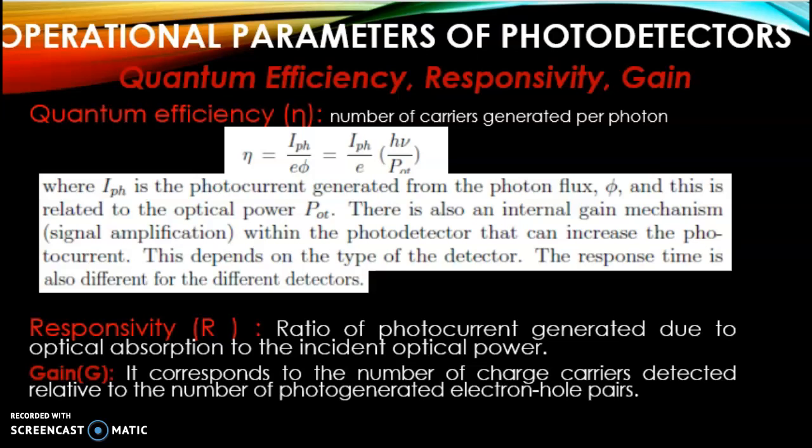The response time is also different for the different detectors. Second parameter is responsivity. It is represented by R. Ratio of photocurrent generated due to optical absorption to incident optical power is called responsivity. And the last one is gain, which is represented by G, and it corresponds to number of charge carriers detected relative to the number of photo generated electron hole pair.